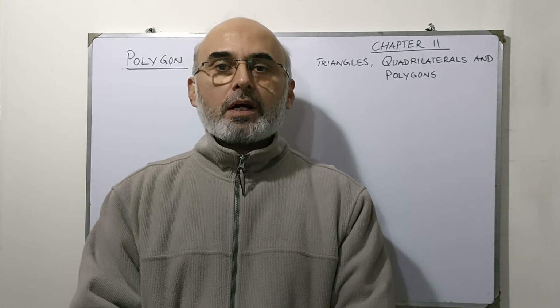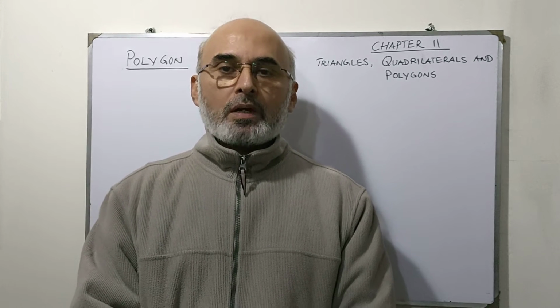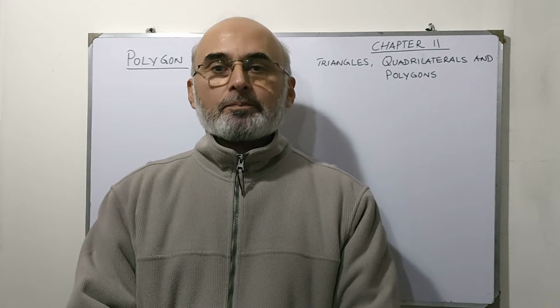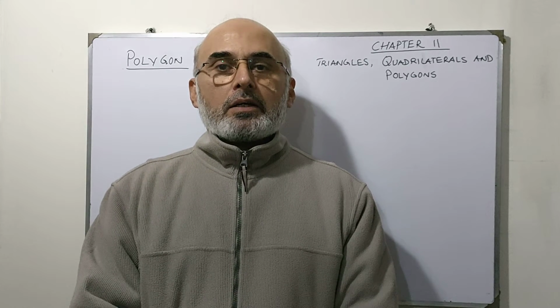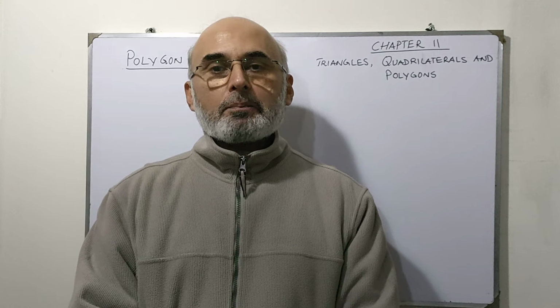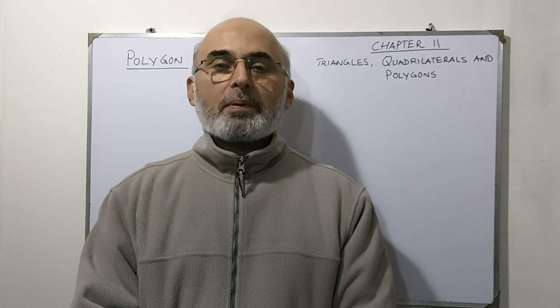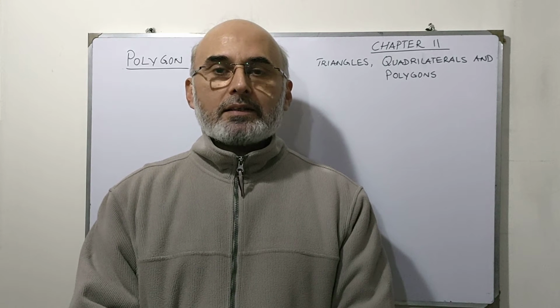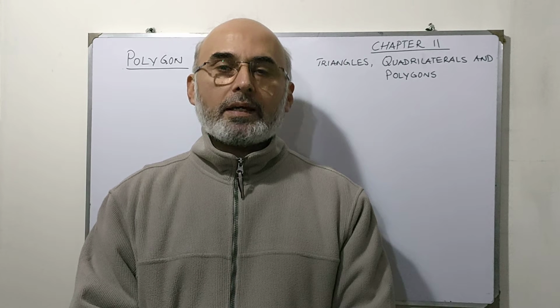We are doing chapter 11 and up till now we have done triangles and quadrilaterals. So it's time now to start polygons. So what is a polygon? Simply we can define it: a polygon is a plane figure with at least 3 sides and angles.